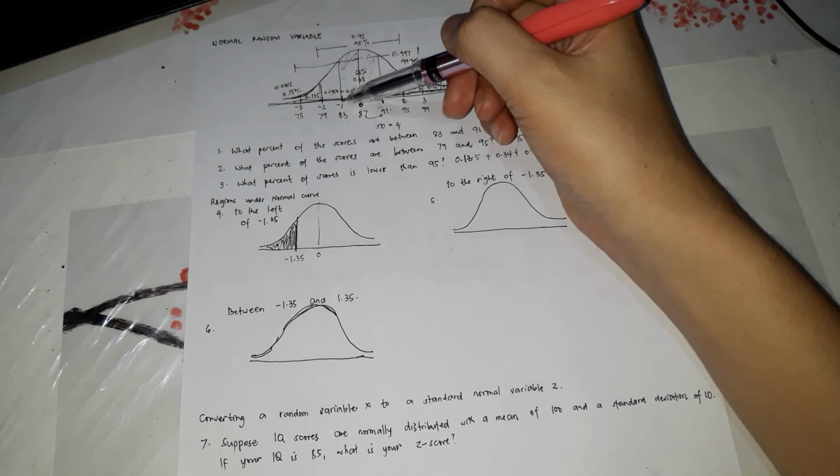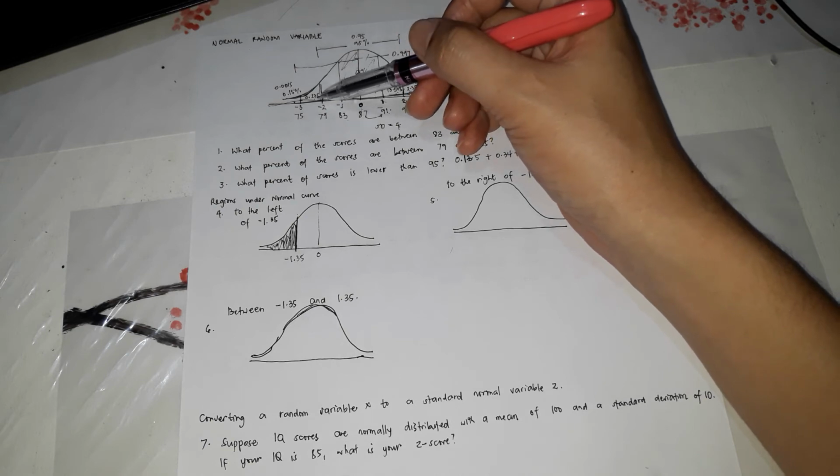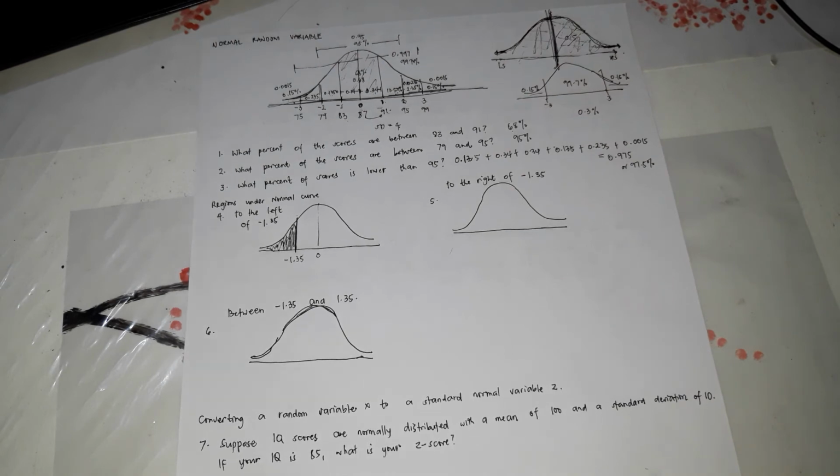Dito, ang alam lang natin na ang area ay 1. That's quite easy. However, if we don't know the result for -1.35, we only know the result for the whole value. So in here, what we're going to do is use a table. This table will tell us the area to the left of the z-score. The z-score is -1.35.